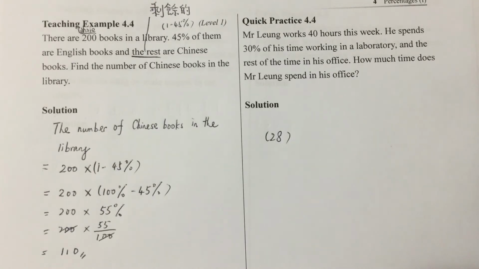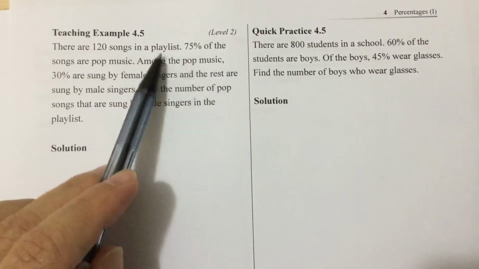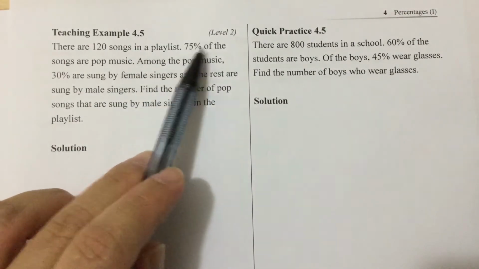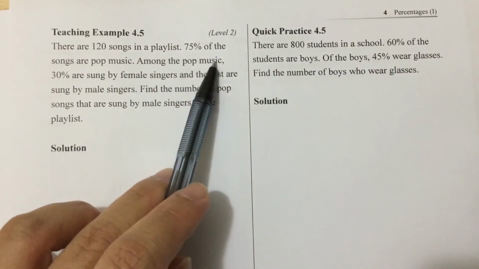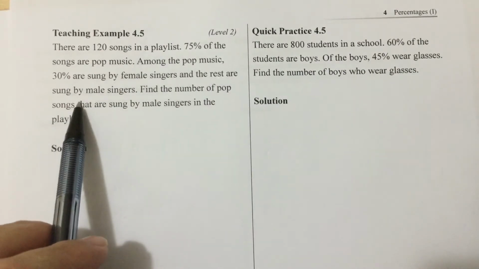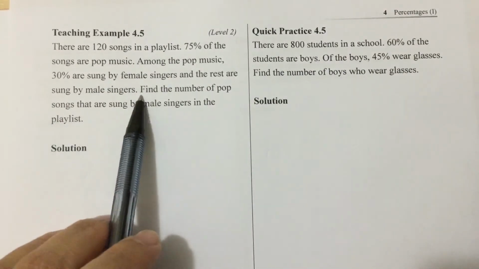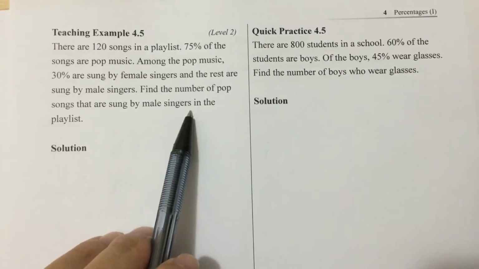This is the last teaching example in this video. Teaching example 4.5. There are 120 songs in a playlist. 75% of the songs are pop music. Among the pop music, 30% are songs by female singers and the rest are songs by male singers. Find the number of the pop songs that are songs by male singers in the playlist.